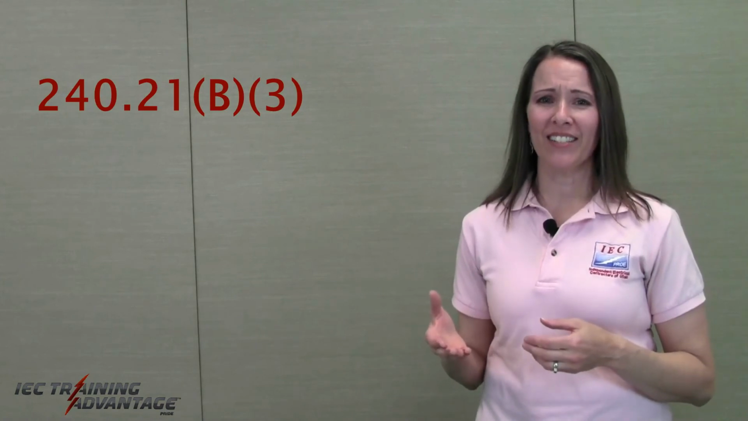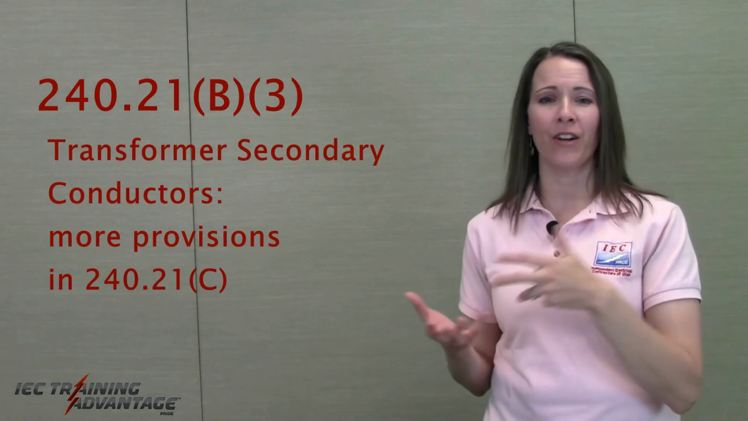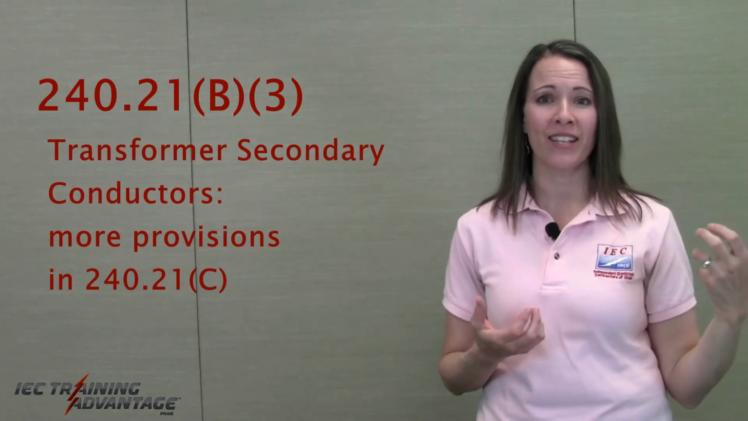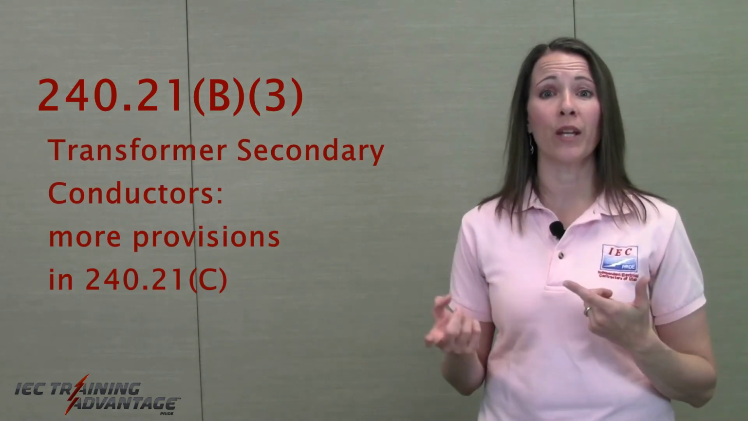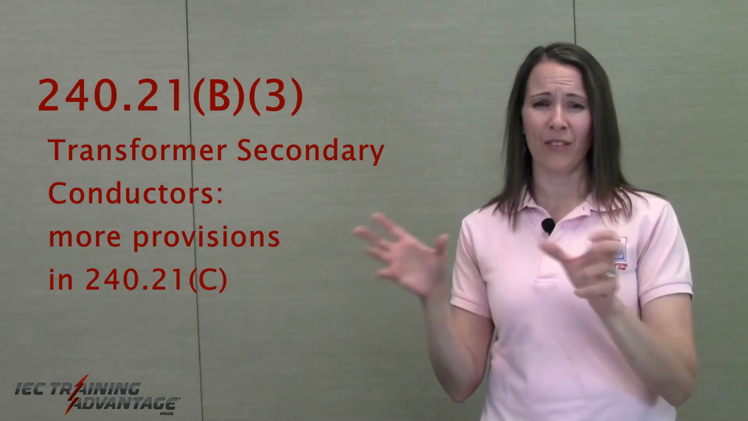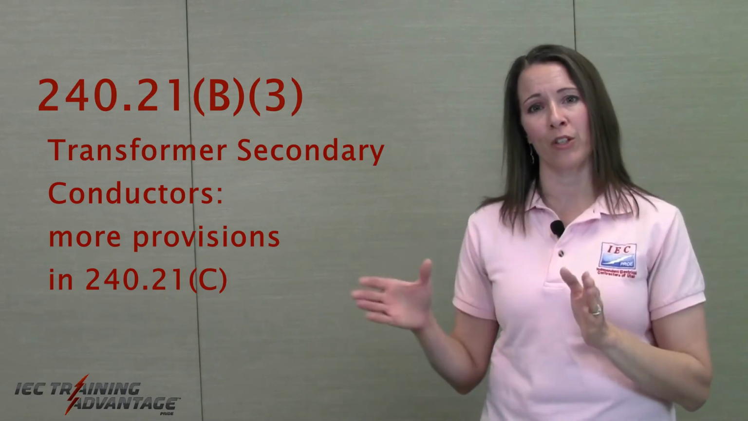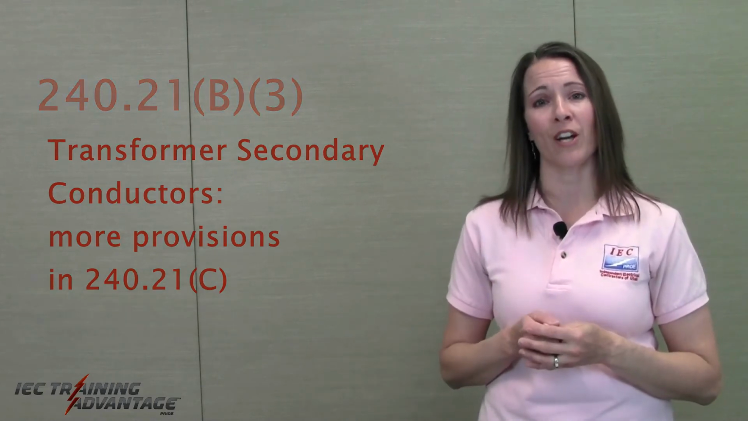Transformer secondary conductors have a whole set of their own rules that are very much like feeder tap rules. In fact, you'll find them in 240.21(C). And this 240.21(B)(3) is kind of a cousin to those. So we're not going to talk about it too much in this lesson, but we will address those rules more when we talk about transformers.